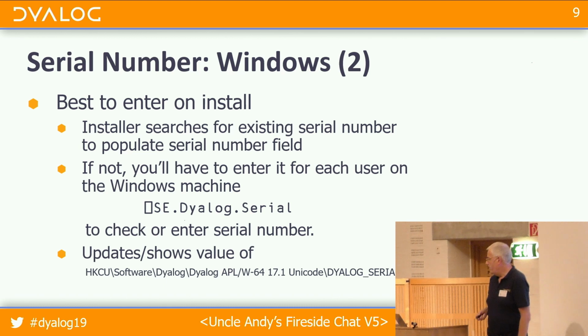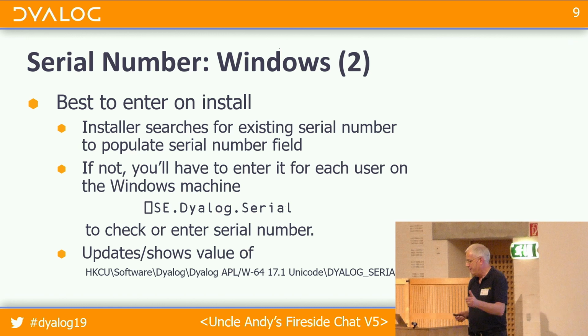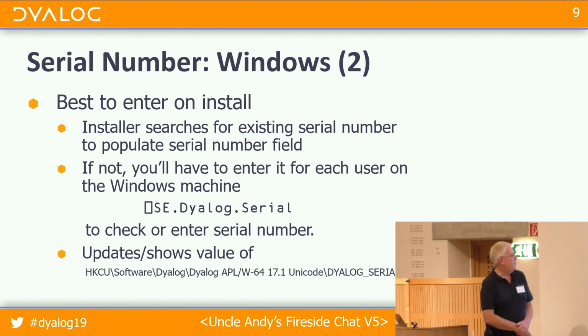If you don't put the serial number in when you install Dyalog APL on Windows, you want to run this function, QuadSE.Dyalog.Serial, which I will explain later. A masterpiece of coding by Adam over there. So if you don't like it, his fault. If you like it, I asked for it. Basically, it either shows you what the current value is or allows you to set a new value.